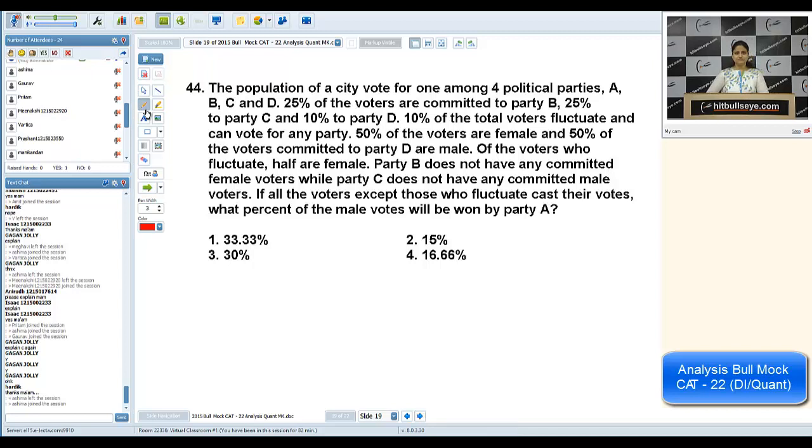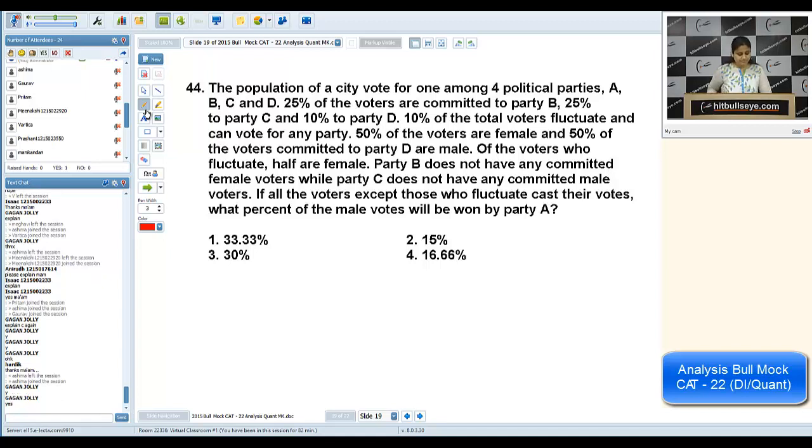According to me, this was an easy question, but I don't know why many students have left this question. Please write and explain. I don't understand yes or no. Okay.